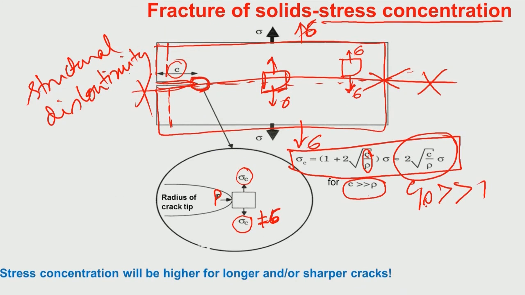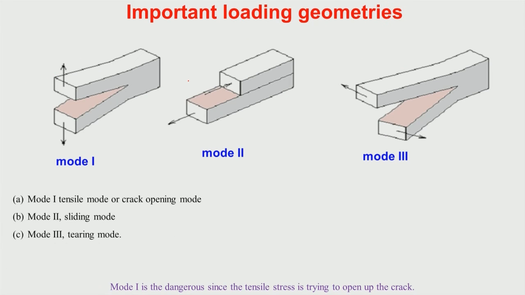If you remember, this is a rectangular cracked body. Now, I am showing the three different ways you can load it. One is mode 1, that is pure tension. This is mode 1. Mode 2 is the sliding mode, where you are applying shear stress on the cracked surfaces. Mode 3 is the tearing mode, where you are also applying shear stress, but in a direction perpendicular to the mode 2 direction.